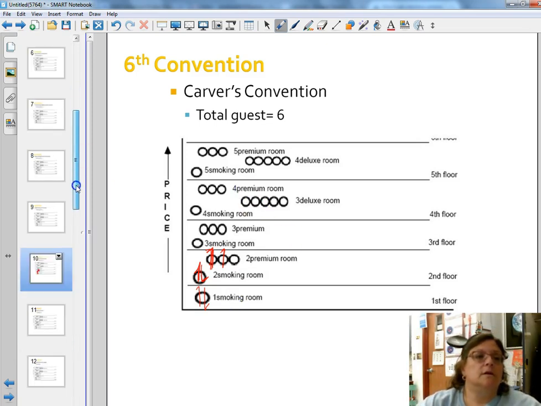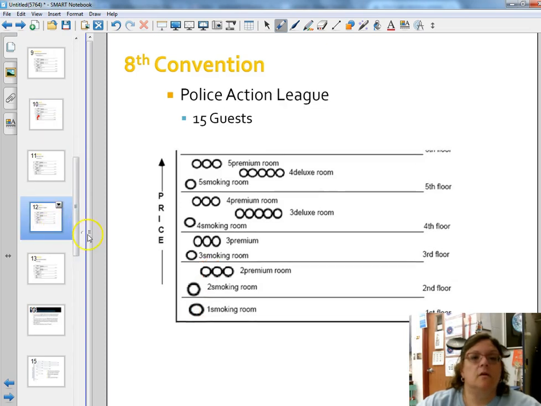Alright, there's one example. Let's find another. Here, the Police Action League is coming. And we have 15 guests. Again, we start at the bottom. I want to do a different color. 1, 2, 3, 4, 5, 6, 7, 8, 9, 10, 11, 12. Again, we have 3 left. 13, 14, 15. We don't double up until we have to.